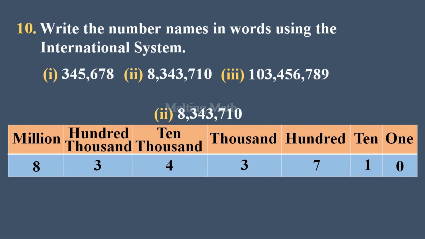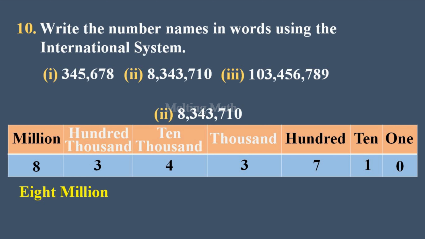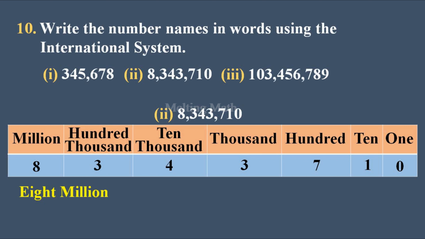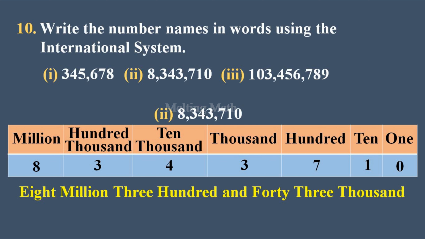Here under the million period 8 is there. So just write 8 million. Then 100,000, 10,000 and thousands come under the thousands period. So here 343 is there. So just write 343,000. Then 100, 10 and 1 come under the ones period. So here 710 is there. So just write 710. That's it. This is how we have to convert a number into words based on the periods.